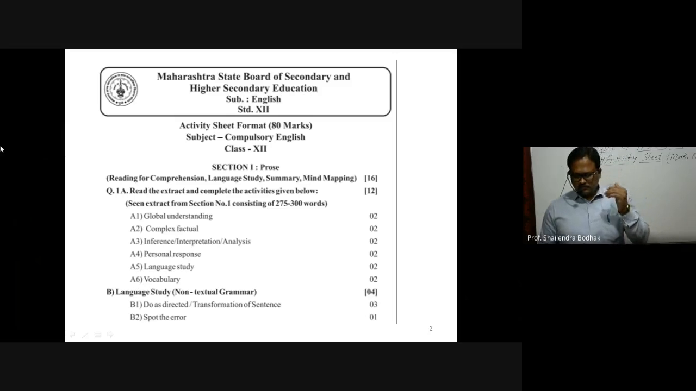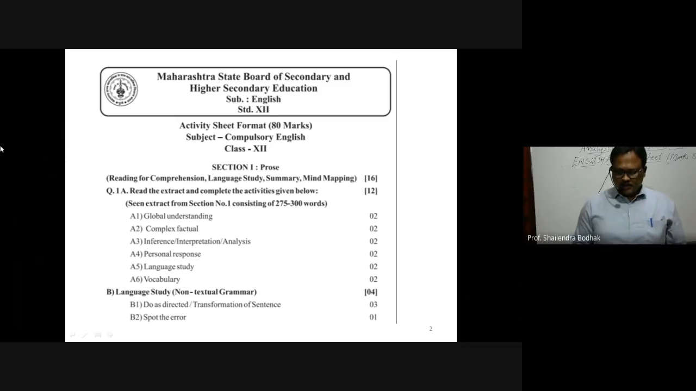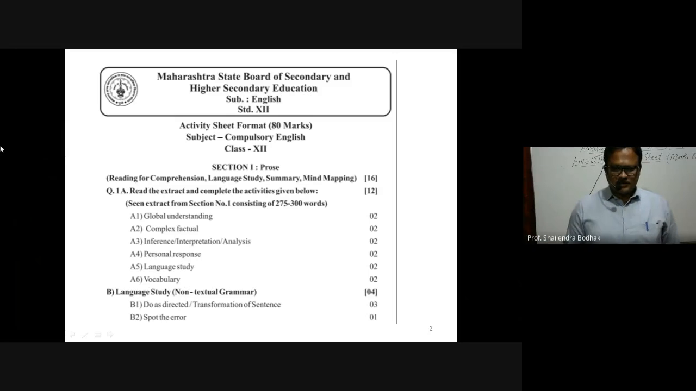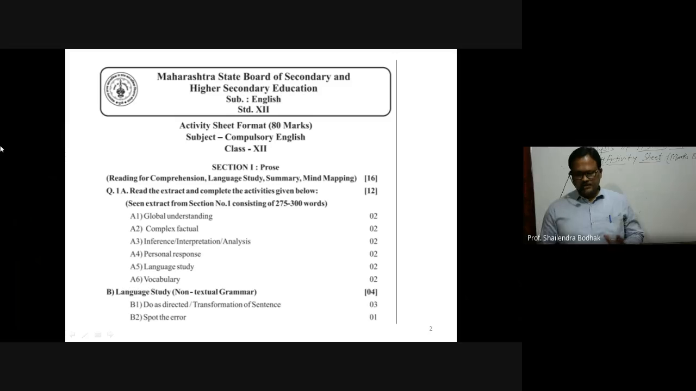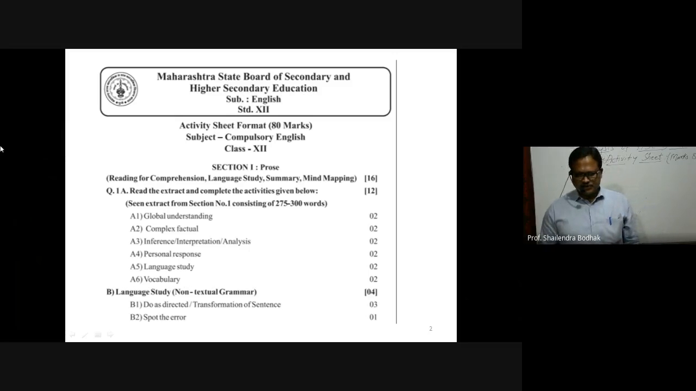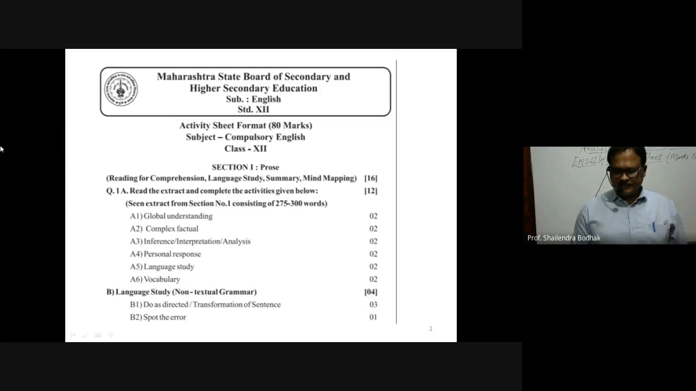Then, what sort of activities will come in activity 1, that is global understanding. Okay. Now see, true or false. If you want, you write true or false, correct statements, give correct reasons, complete, fill in the blanks, sequencing. So all these types of activities will come in activity number 1. That is the first question, that is global understanding. So you'll have to practice all sorts of activities.